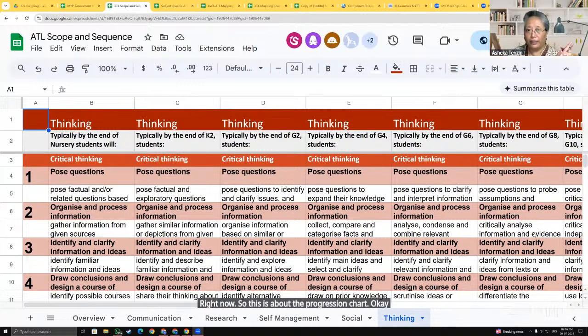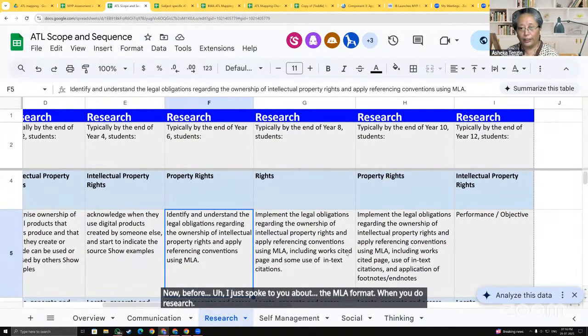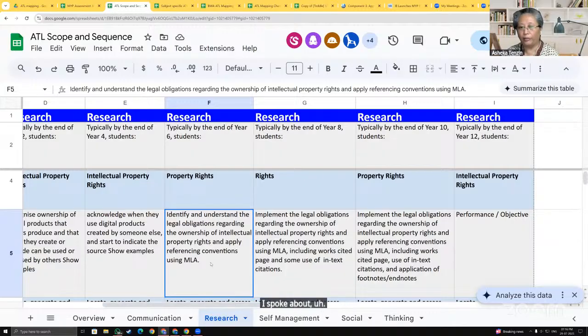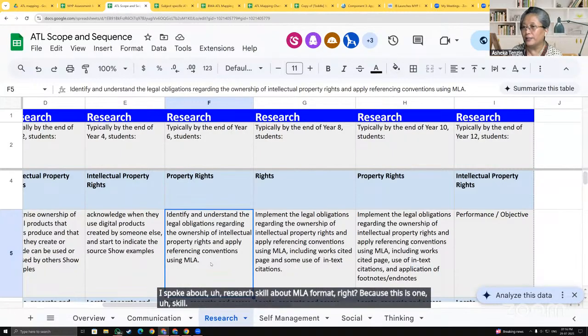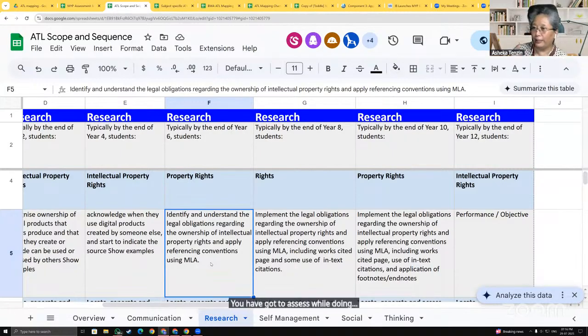Now second, mapping. Before, I spoke to you about the MLA format, when you do research, the research skill. This is one skill you are going to assess while doing criteria D in science of MYP. Though we say that ATL skills are not graded in the MYP, indirectly you do grade the skills that we teach in our subjects.